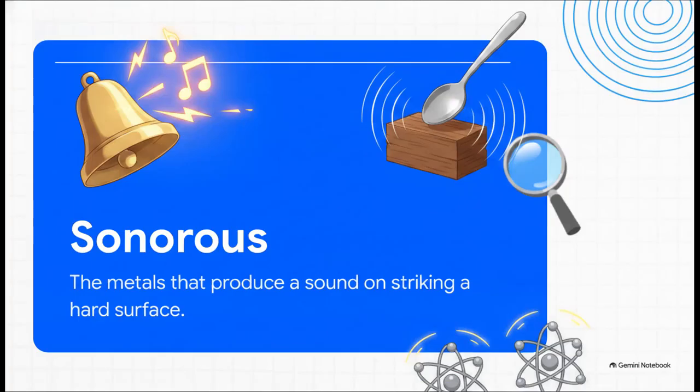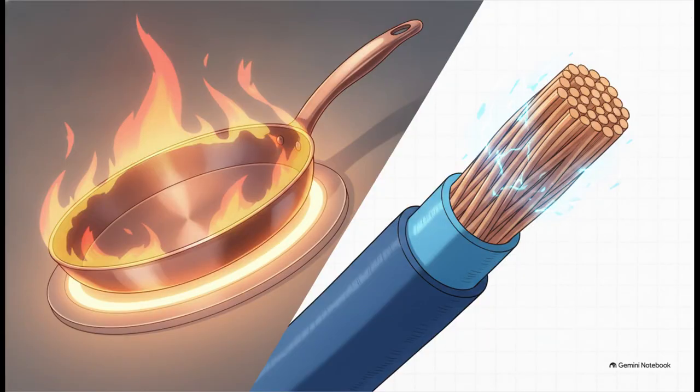Next up, we have sonority. This is simply the property of producing a ringing sound when a material strikes a hard surface. Think about it. If you drop a wooden block on the floor, it just thuds. But if you drop a metal spoon, it clatters and rings. This is exactly why school bells, or honestly any bells at all, are crafted from metals. They are inherently sonorous.